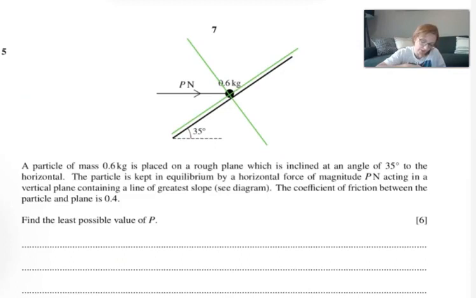All right. A particle of mass 0.6 is placed on a rough plane. Okay, so it's going to be friction. It's inclined, so there's going to be mass. Let's put that in already. We know that's acting down.